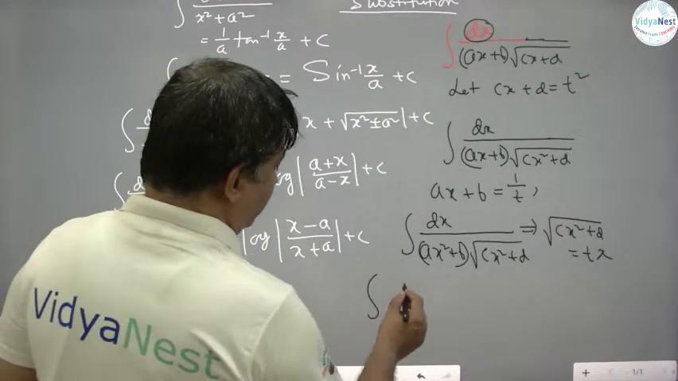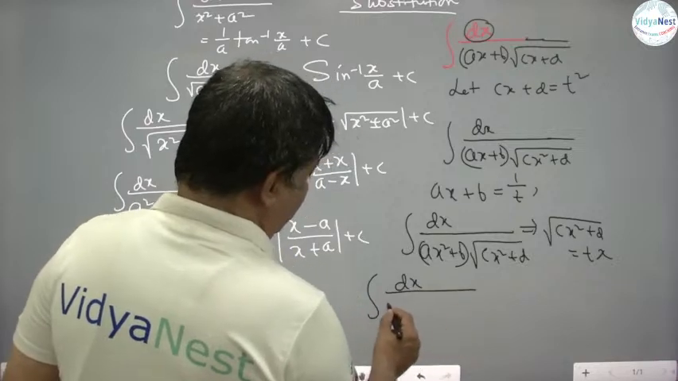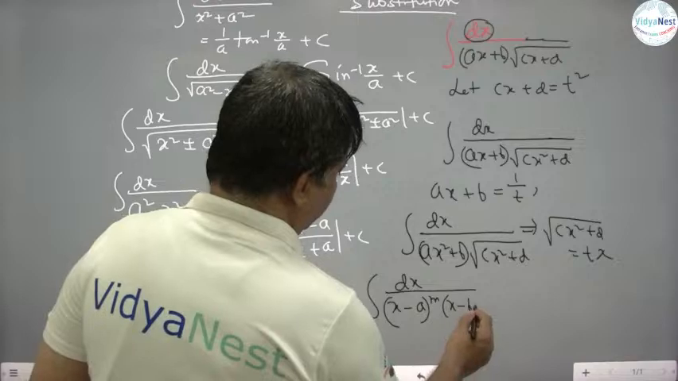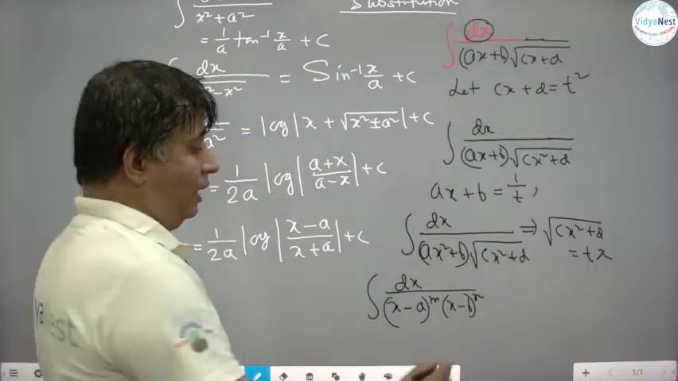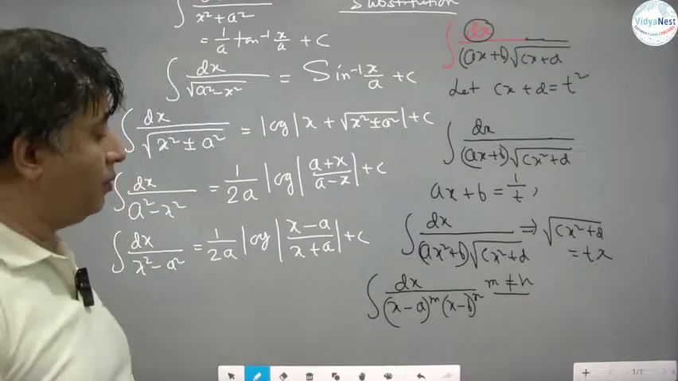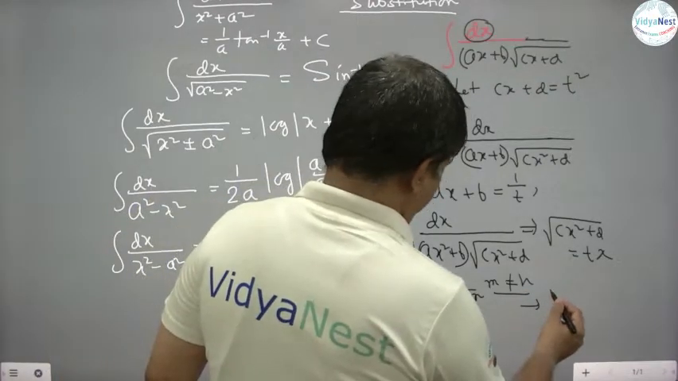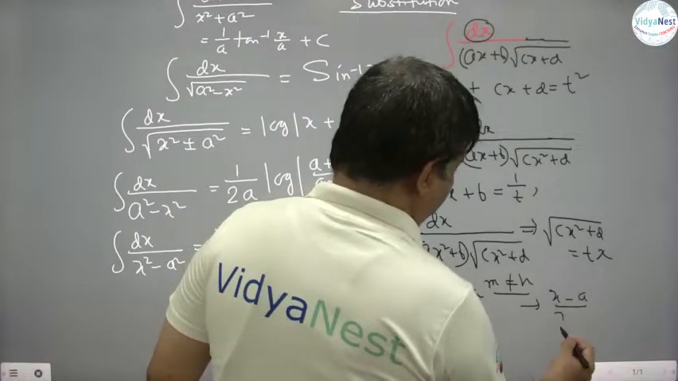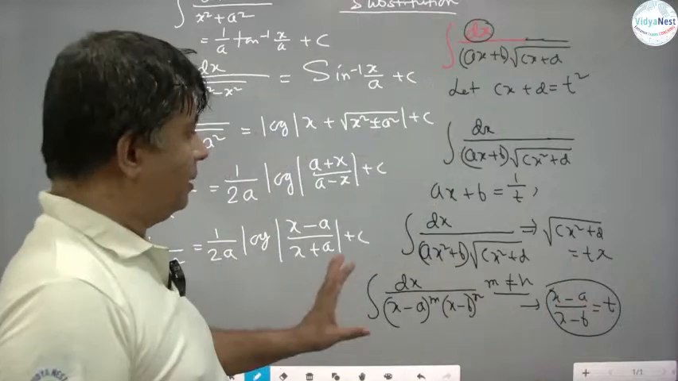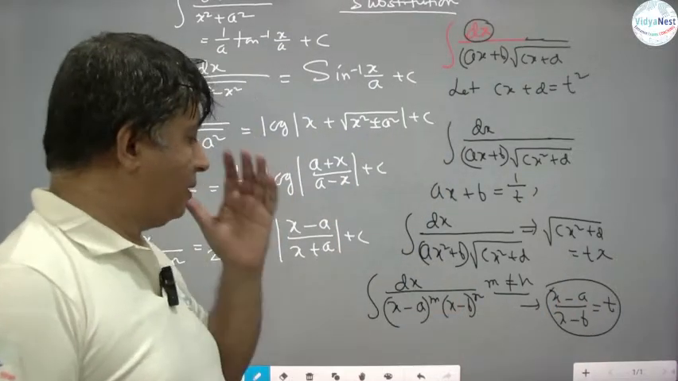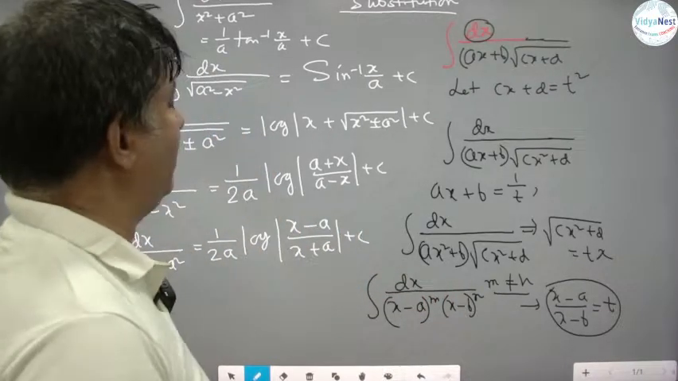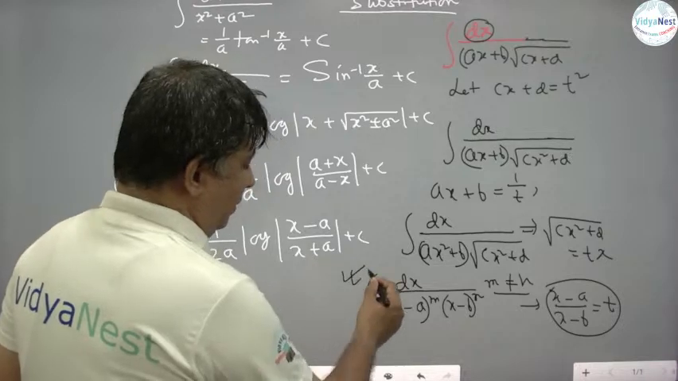And if you get integration of this thing where m not equal to n, then what substitution is required? In that case, x minus a, x minus b is equal to t. Now, the last formula which I have just mentioned is important for JEE level. Let us take one example of that type. JEE main and advanced both.